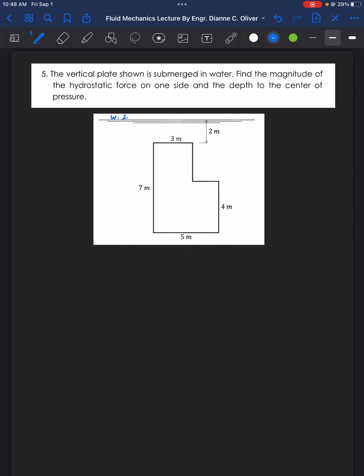Now, how do we deal with this irregular shape? We need to divide it into regular shapes. To divide it, we can see here two rectangles. So this is our area 1 and then area 2. This is the center of gravity for area 1, and this is the center of pressure for area 1. Then this is the center of gravity for area 2 and the center of pressure for area 2. Now let's solve for the forces of these areas separately.